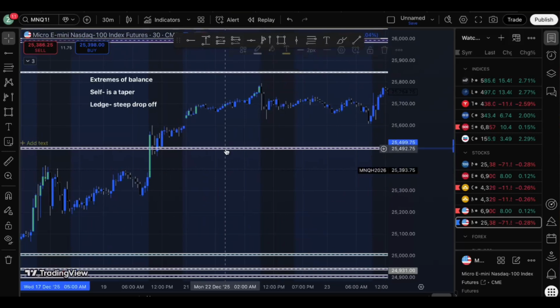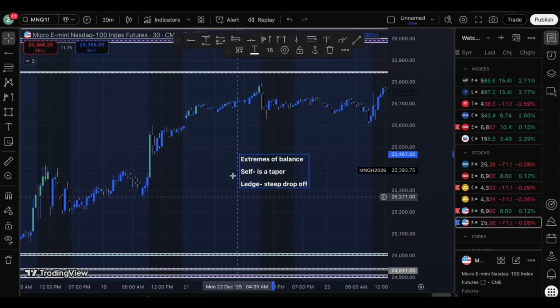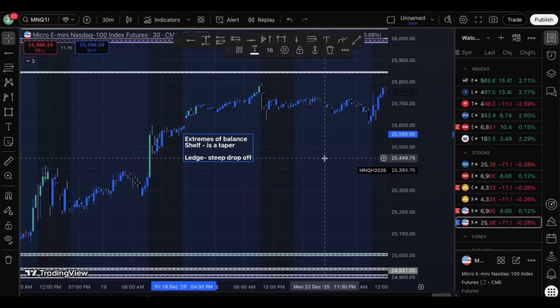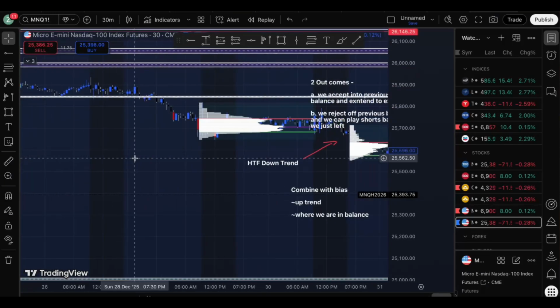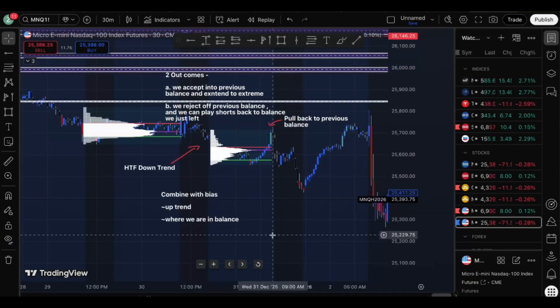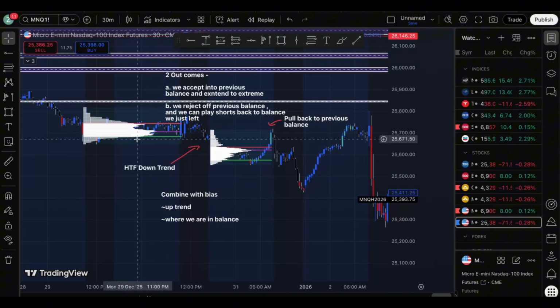So let's get to our example. So yeah, you write this down. They're both extremes of a balance. A shelf is a taper off. Ledge is a steep drop off. Okay. Now let's go to my example I have here. How you put this all together, AMT using the shelves and ledges.